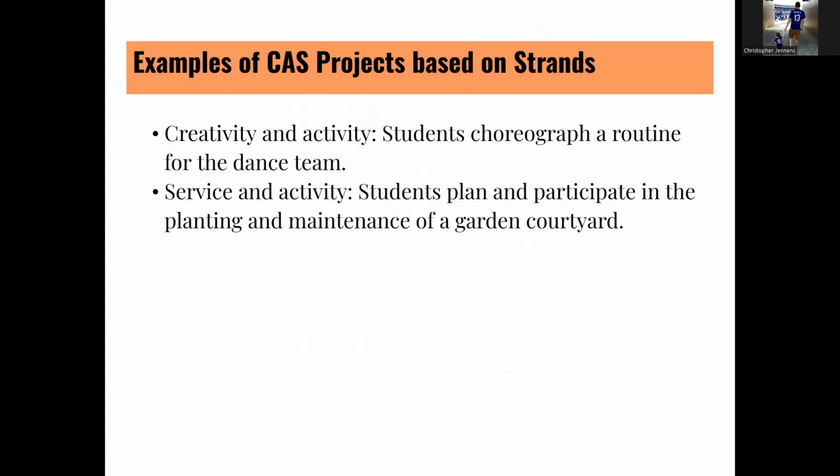Here are some examples of CAS projects with multiple strands involved. Creativity and activity: students choreograph a routine for the dance team, and so you can see it's creative in that they're creating the dance, and then it's active, actually performing the dance. Service and activity: students plan and participate in the planting and maintenance of a garden courtyard. So you have the service and activity aspects appearing in that CAS project that would need to span about a month.